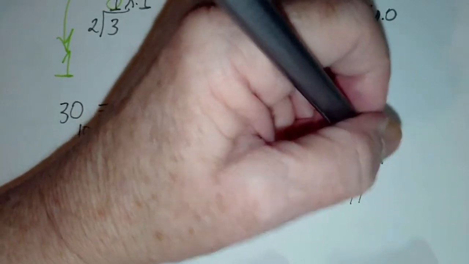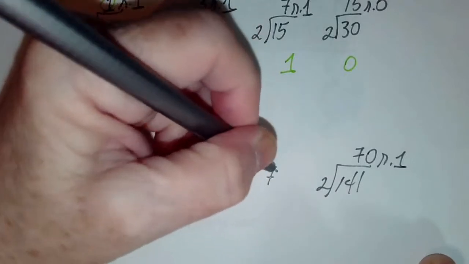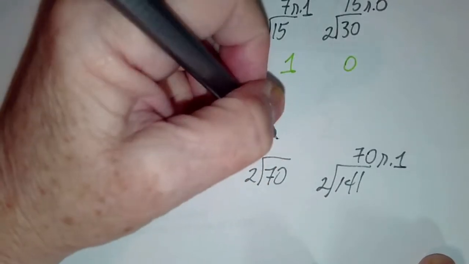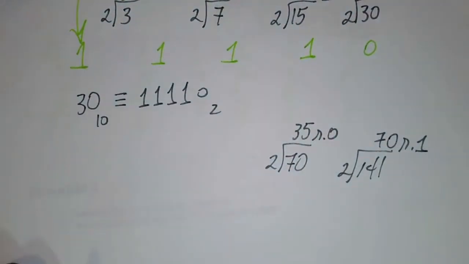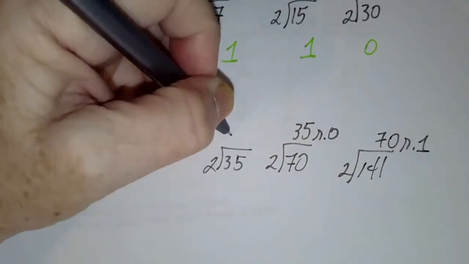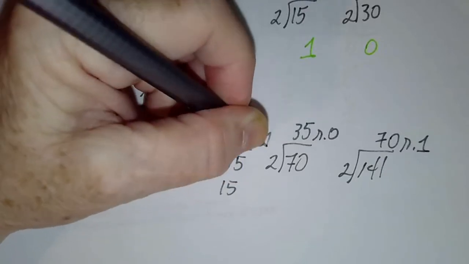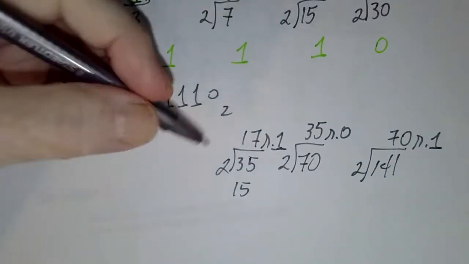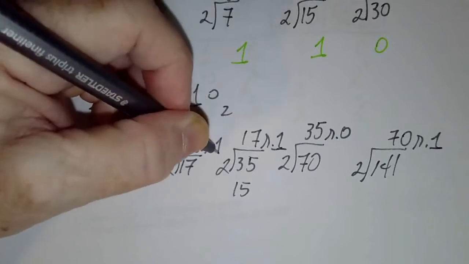Let's see, 2 goes into 14, 7. 2 goes in, no remainder. 2 goes into 1, 0 times, remainder 1. Then we take the 70. 2 goes into 70, 35 times, remainder 0. And it's those remainders that we're keeping track of. 2 goes into 35, 17 times, with a remainder of 1. 2 goes into 17, 8 times, with a remainder of 1.